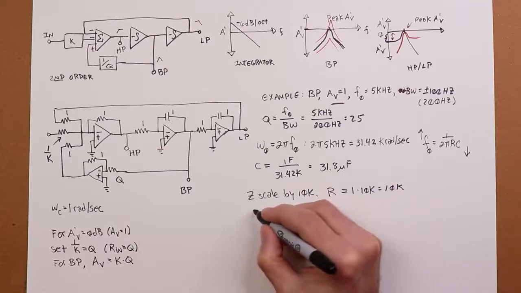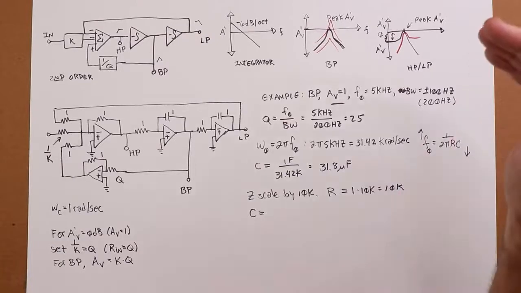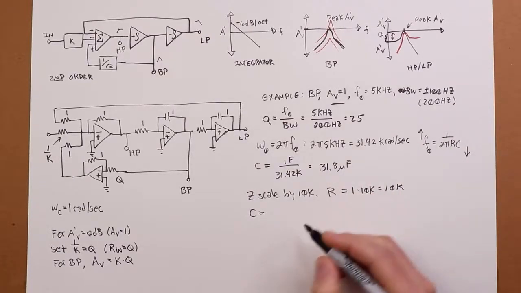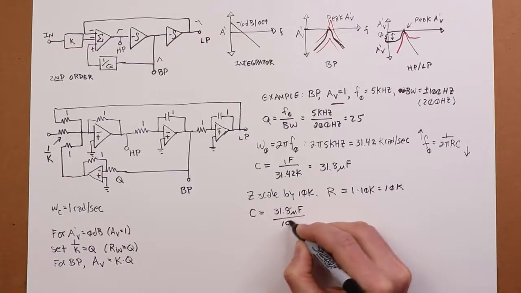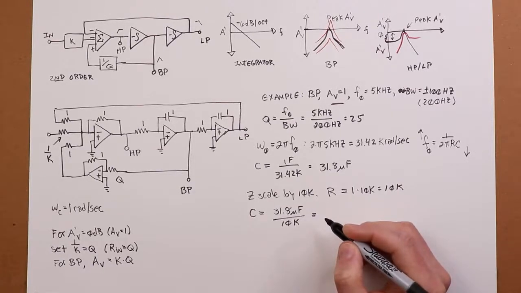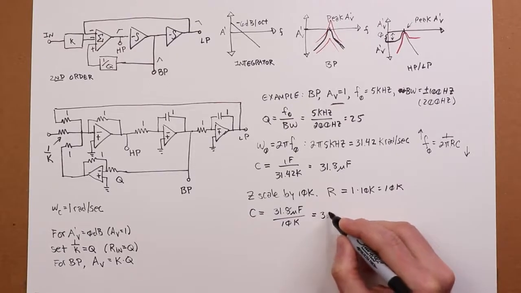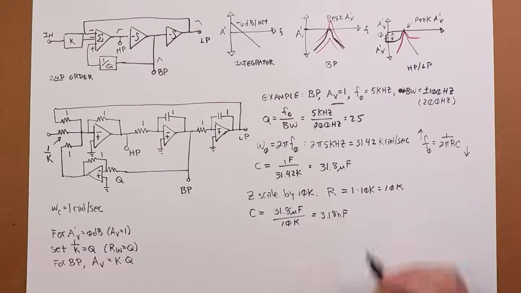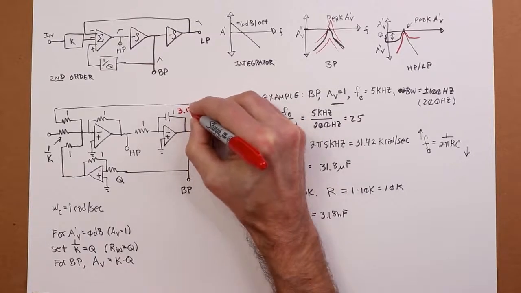And finally, the capacitors are going to be dropped down, right? R goes up, C goes down. So we drop this by 10,000, divide that by 10K. And we wind up with 3.18 nanofarads. Okay, so if I now go over to my original circuit, I start plugging values in here, right? So these are both going to be 3.18 nano.